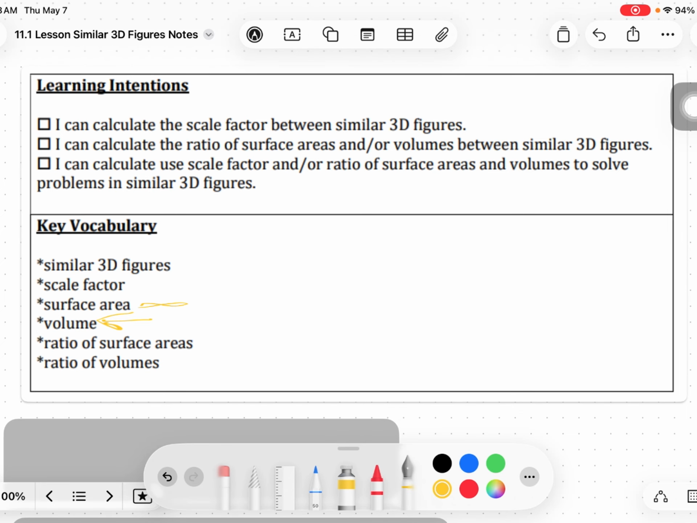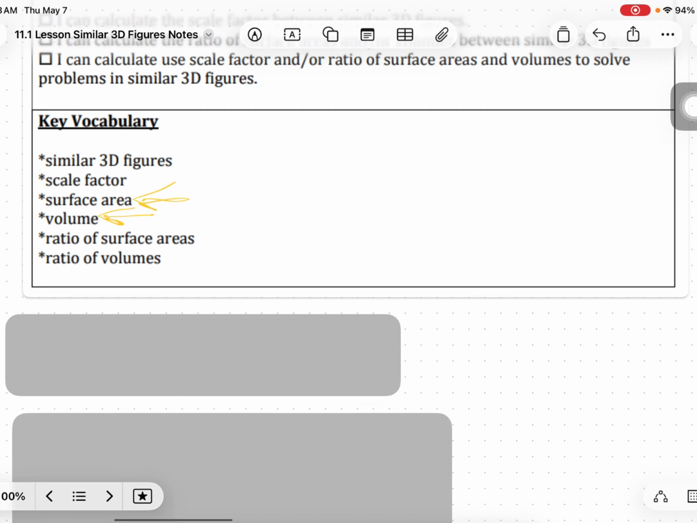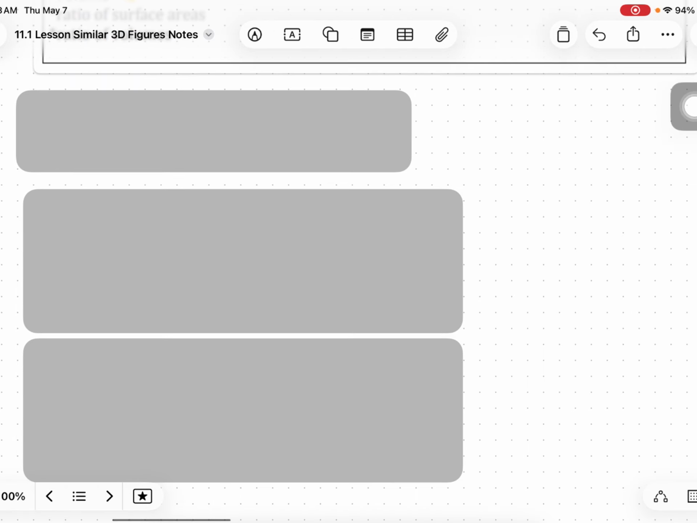And then the surface area, that's kind of like if you were trying to wrap the shape with wrapping paper, how much wrapping paper would you need to cover that shape, to cover the whole surface? And so we're going to calculate those specifically in a future lesson, but for right now we're going to talk about the relationships between those.